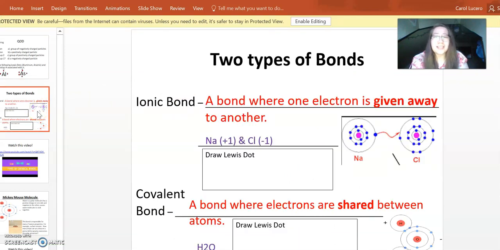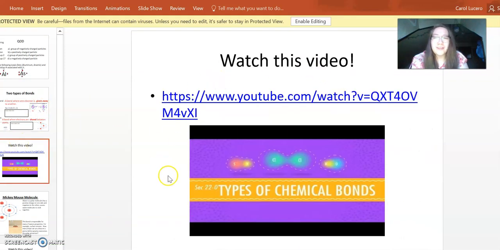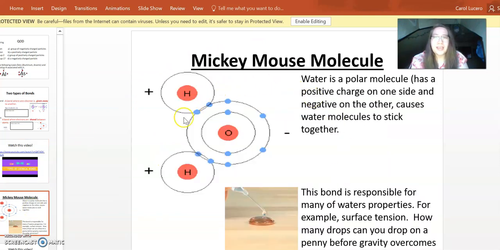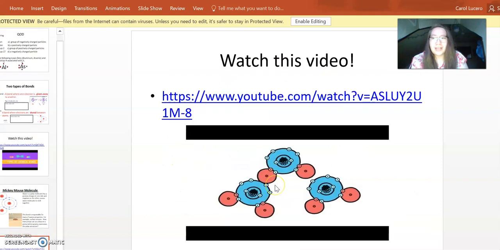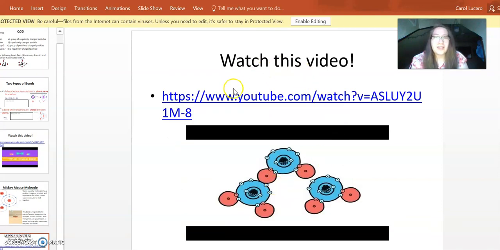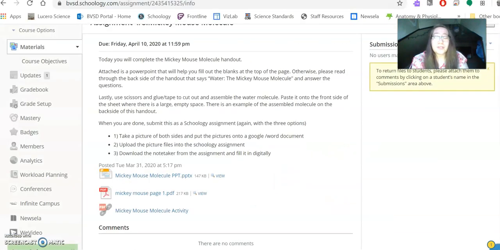You'll also find in this PowerPoint a video of the types of chemical bonds, how they share electrons and so on and so forth, and it goes into a little bit more depth. And then the same with a little bit more information about the Mickey Mouse molecule and some properties of water. So I hope that those resources are really helpful to you.